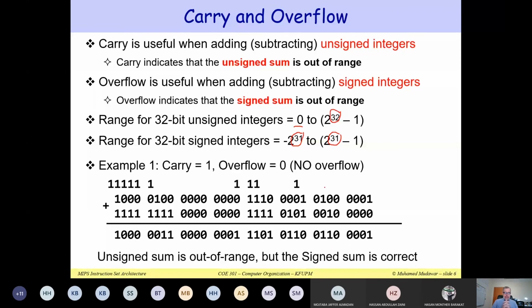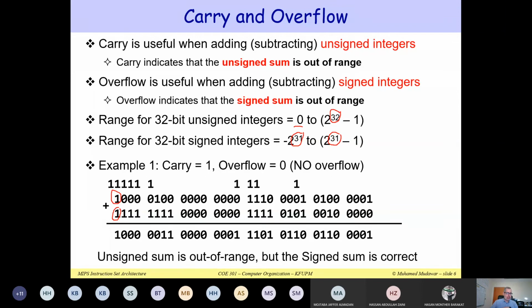Here's one example where there is a carry, but there is no overflow. So the first number is negative, and you can obtain its decimal value. It has probably a large decimal value. The second number is negative. You can see that from the most significant bit, which has a weight of negative 2 to the power 31, and all the remaining bits have a positive weight.